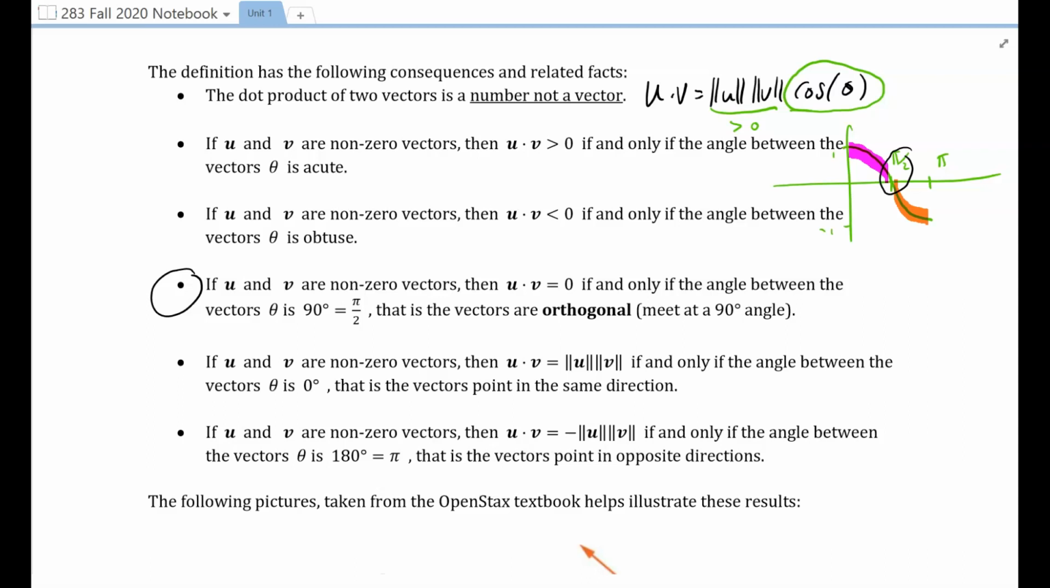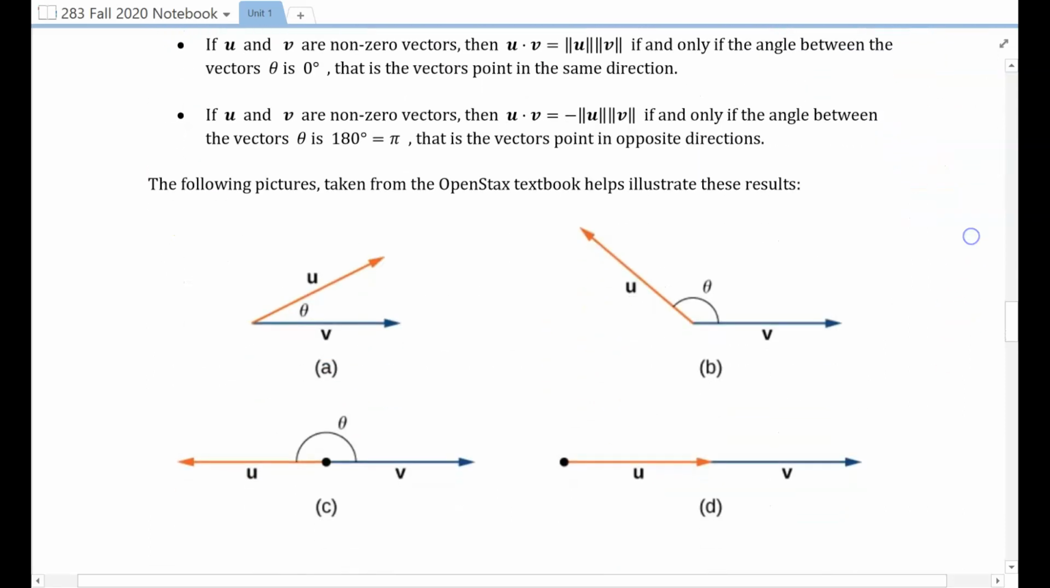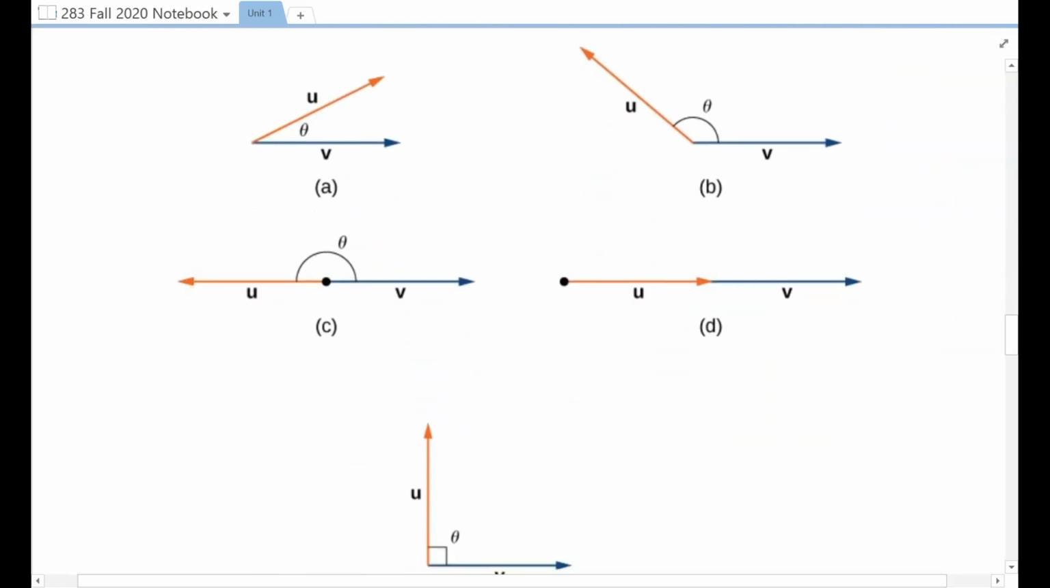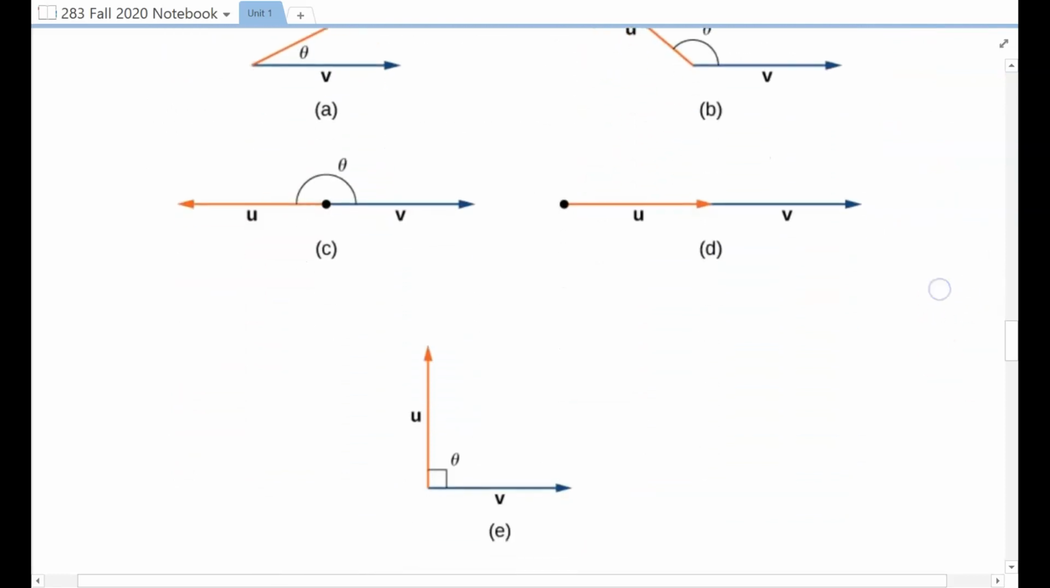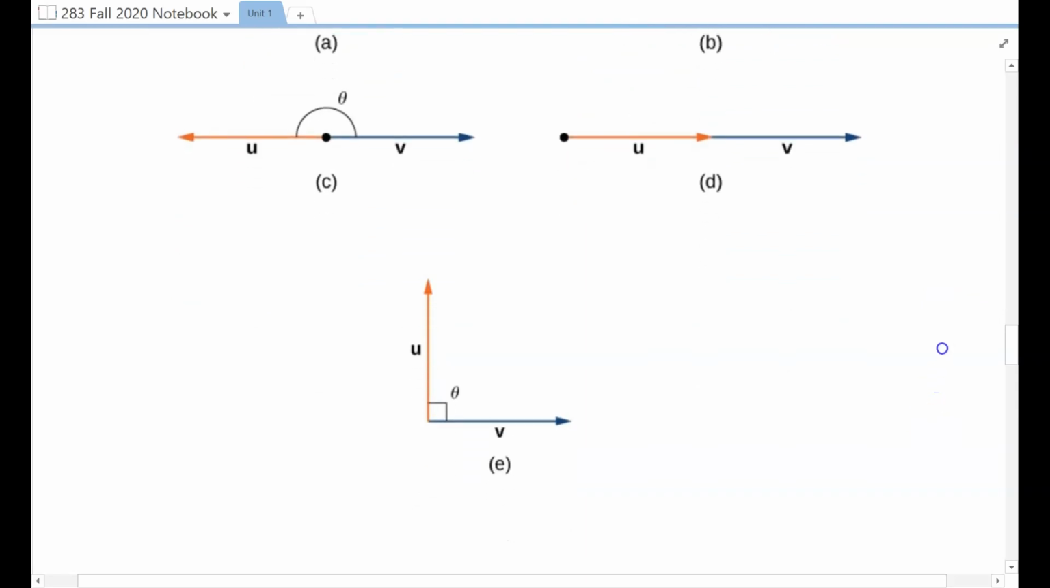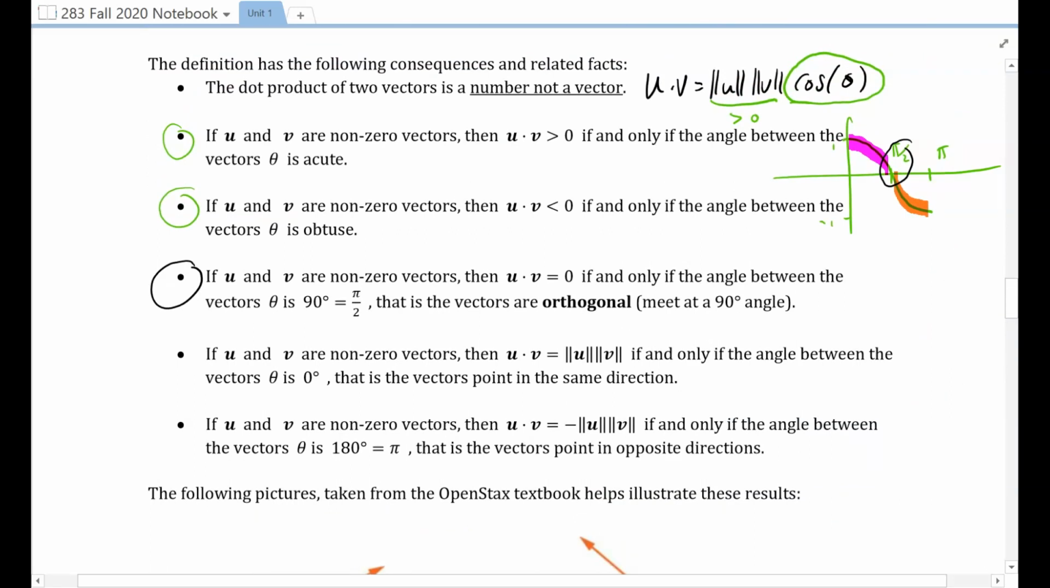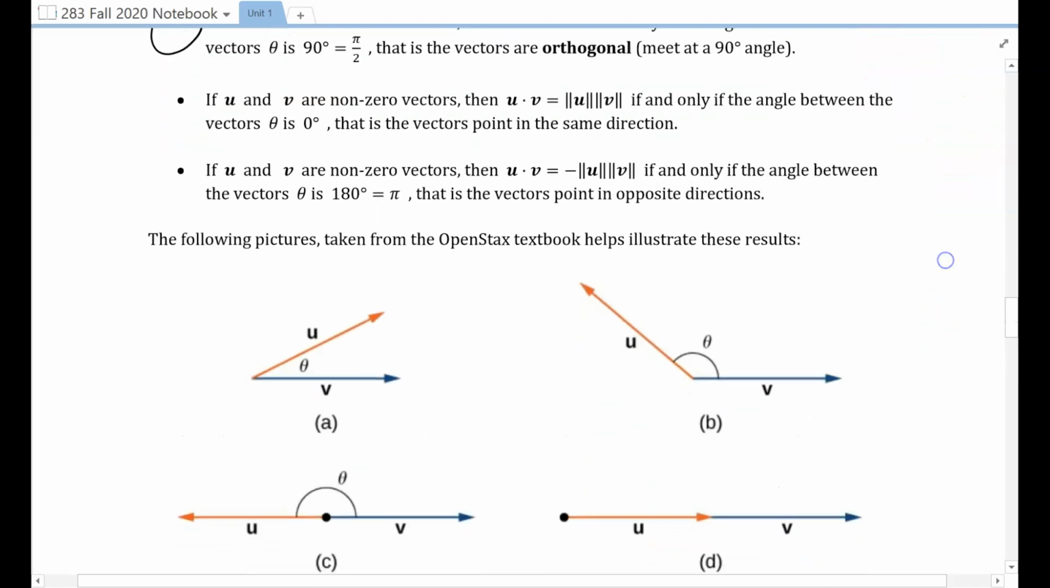All right. So the other two are fairly important. Also, the dot product is positive if and only if the angle is acute, and negative if and only if it's obtuse. And these pictures help us to illustrate that as well. Again, acute, obtuse, opposite, parallel pointing the same direction, and the 90-degree angle. But the main one to know from that is the middle one, that two vectors are perpendicular or orthogonal if and only if their dot product is 0. So that's an important result to know.